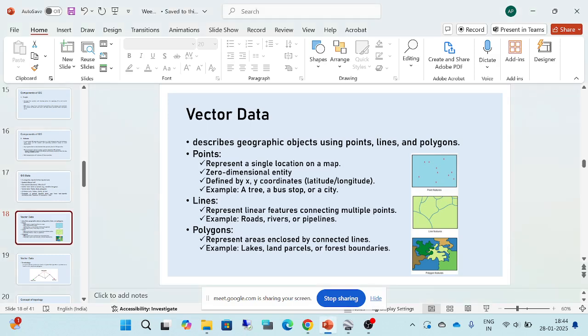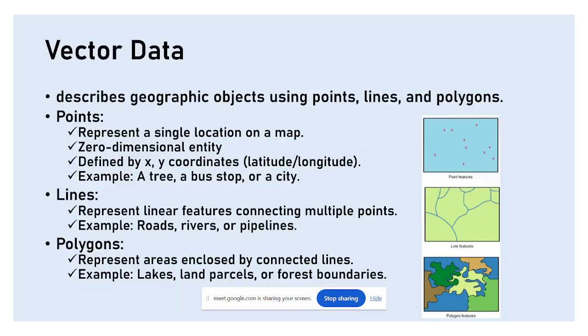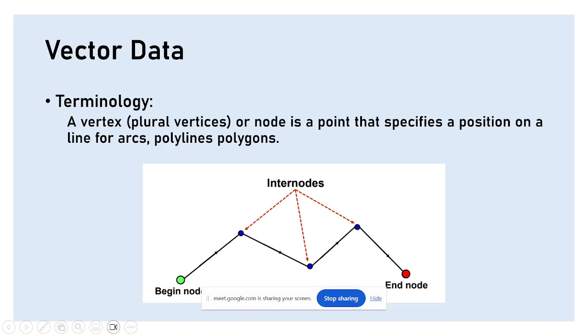So back to our topic. In vector data, we have the terminology that the point, that single one, can be called a node. And when you talk about a polyline, you have a vertex, or plural vertices. A node is a point that specifies a position on a line for arcs, polylines, and polygons. So this is where the line is starting.